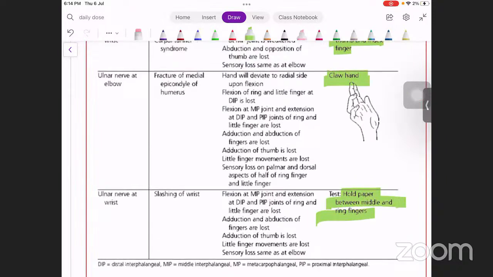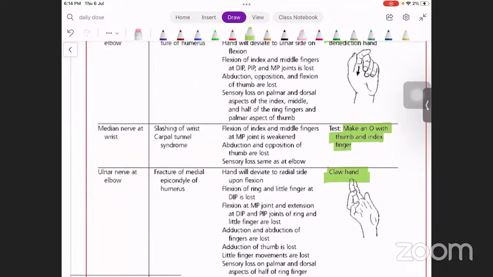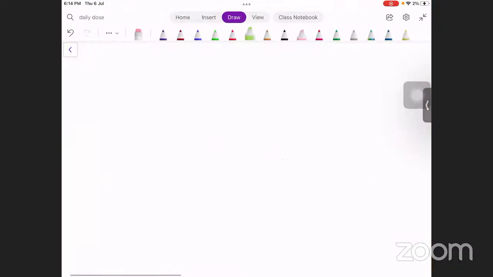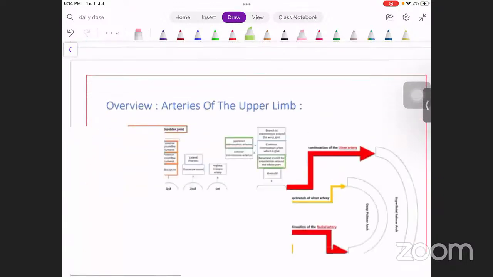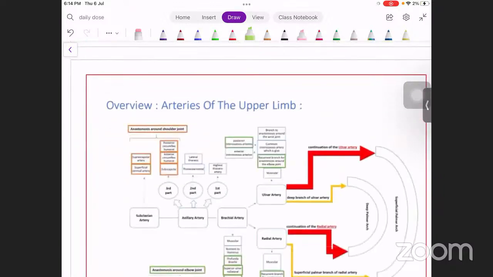So brachial plexus and nerve injuries we have discussed. Claw hand, ulnar nerve. Wrist drop, radial nerve. Ape thumb, median nerve. Cannot make an O with the thumb and index finger, that is your median nerve at the wrist. And cannot hold the card between your middle and ring finger, which is your ulnar nerve at the wrist. Okay, this is all about the nerve plexus.